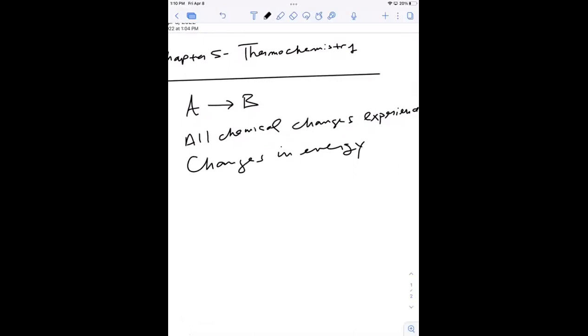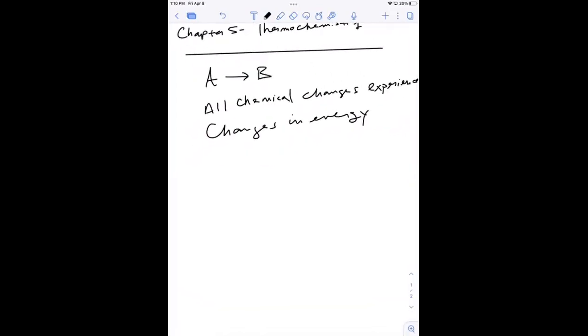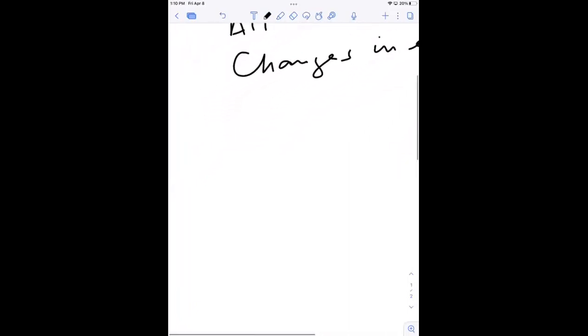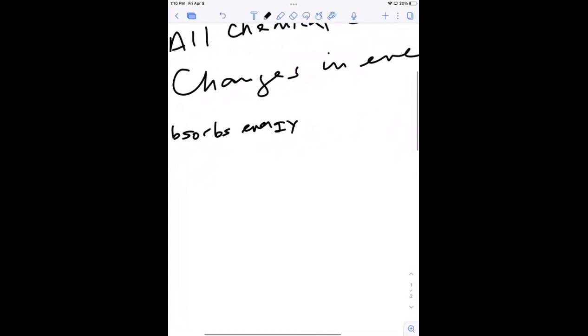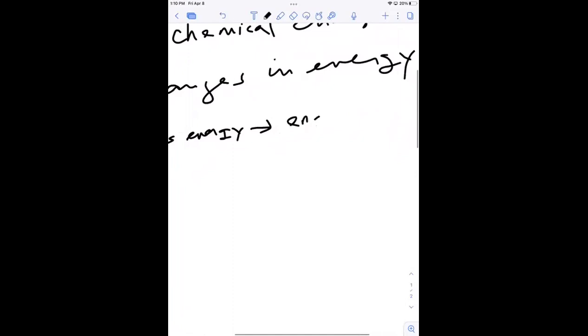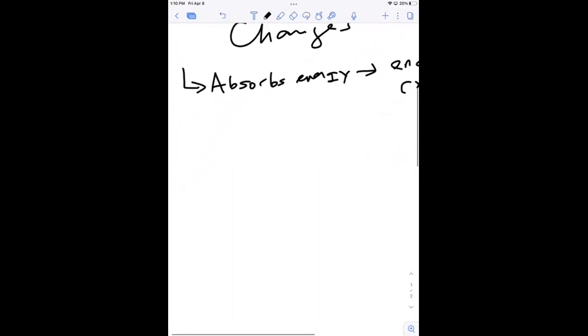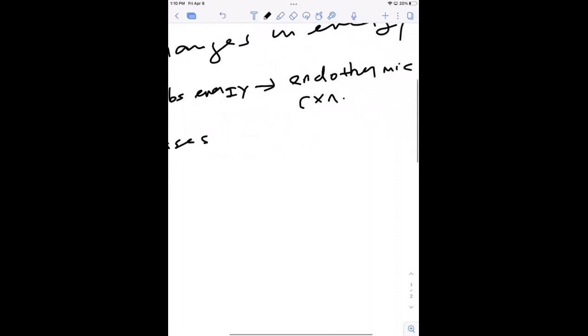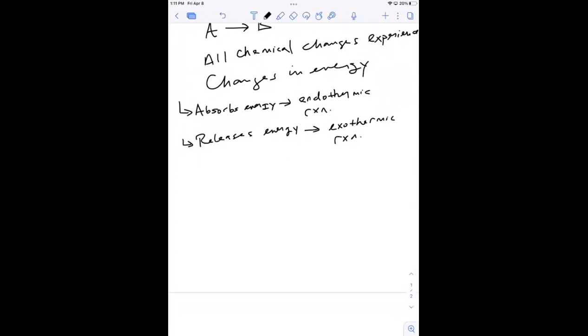When you think about a chemical change or a chemical reaction, let me give you another set of terms. Chemical reactions either give off energy or they absorb energy. If you have to add energy to the system to get the reaction to go, then we call that type of reaction endothermic. If it releases energy, we call that type of reaction exothermic. We're going to learn a lot more about that later.